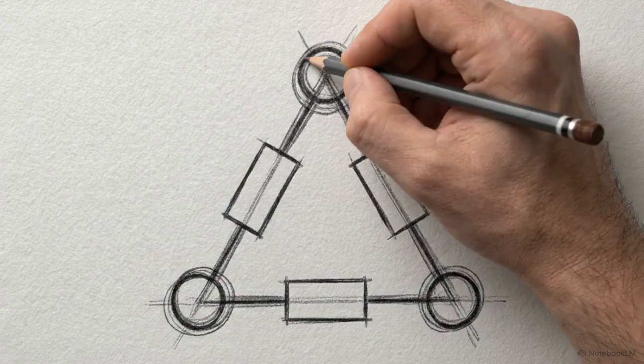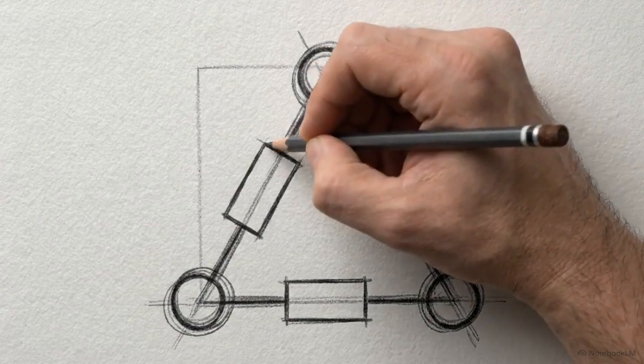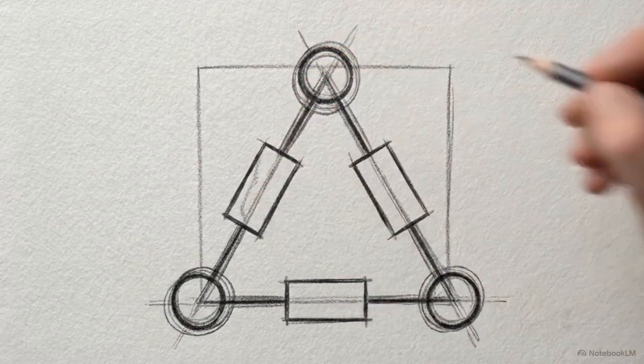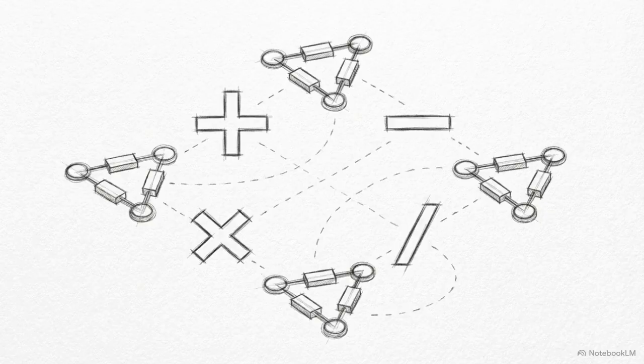By prioritizing spatial logic over memorized formulas, we've turned a source of frustration into a simple exercise in deduction. This framework isn't limited to addition. Once you understand the geographic relationship, the logic scales to other operations.